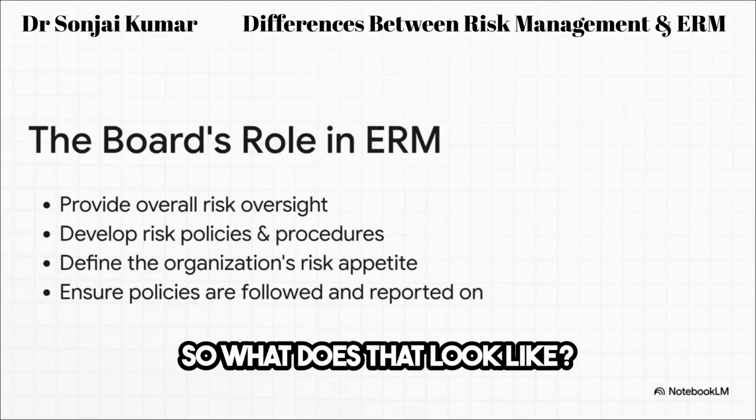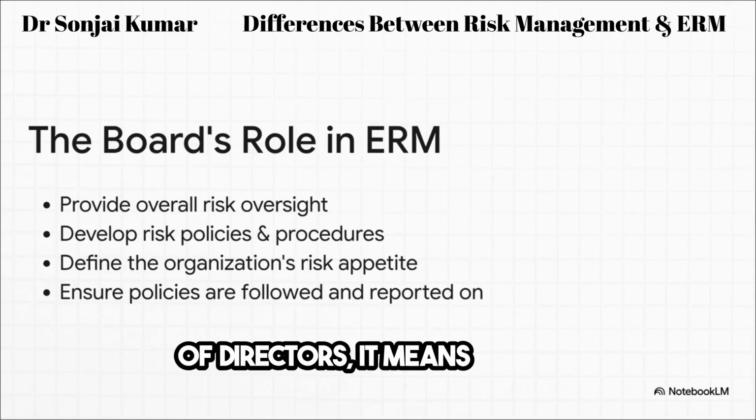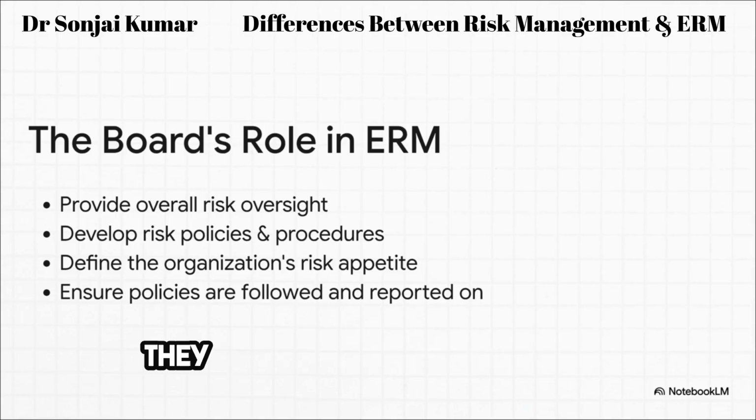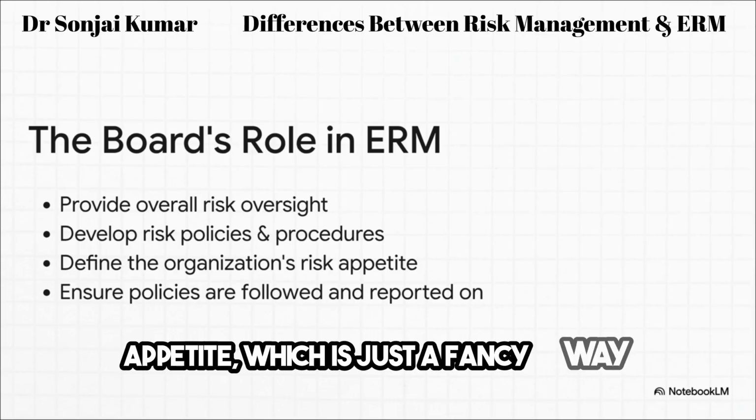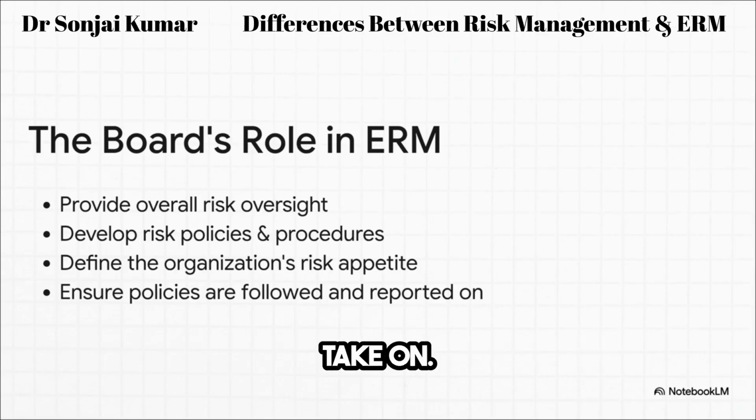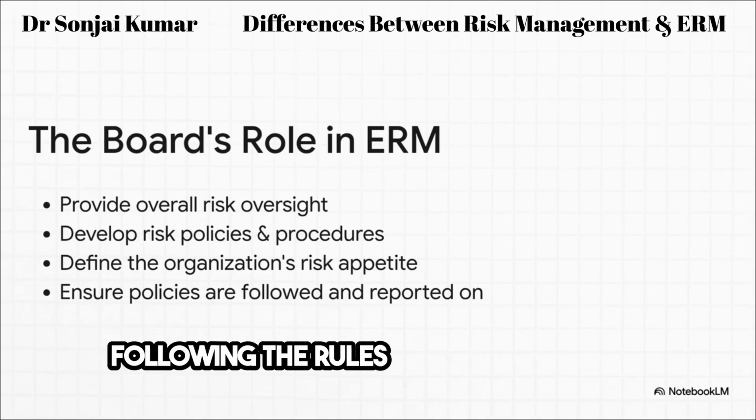So what does that look like? Well, for the board of directors, it means they're on the hook for the big picture. They have to provide that overall oversight, create the policies, and this is a big one, define the company's risk appetite, which is just a fancy way of saying how much risk they're willing to take on. And then, of course, they have to make sure everyone's actually following the rules.